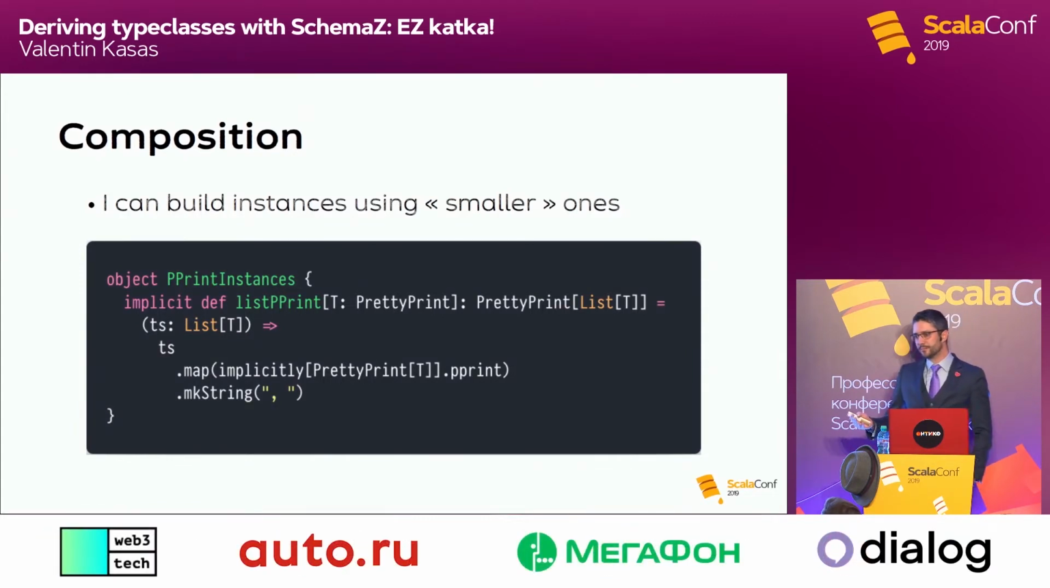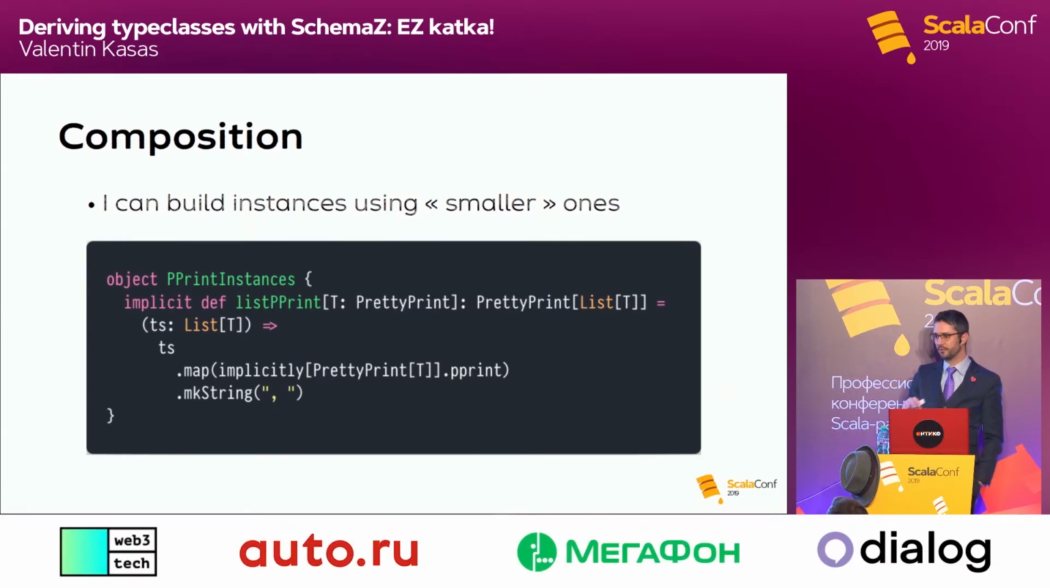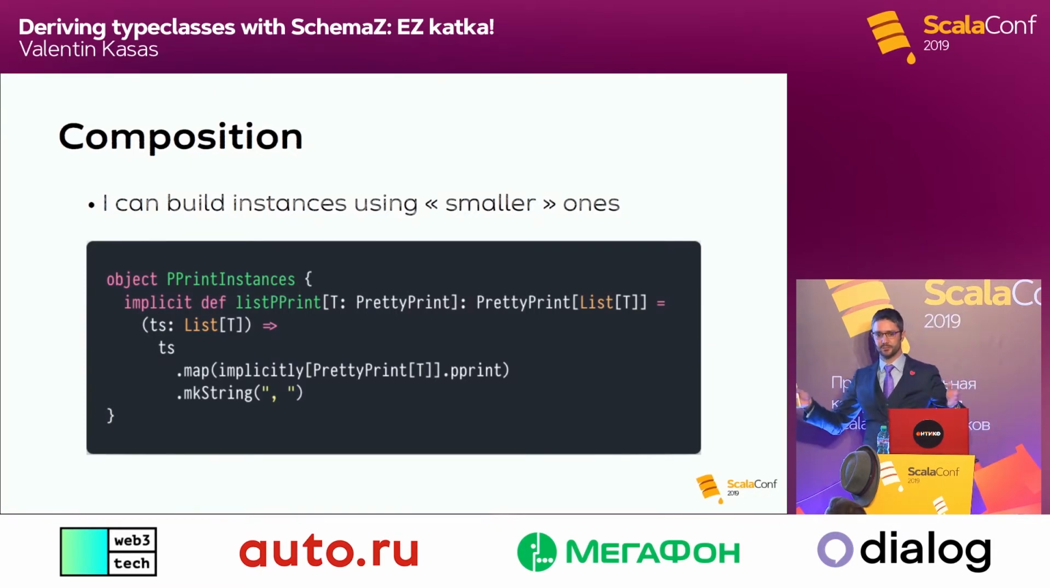Type classes compose, meaning that I can build bigger instances out of smaller ones. So for example, I'm able to pretty print any list of any type as long as this type has an instance for pretty print. And that's what I say here in the code. I take the list, I map over it with the pretty print for the type of the element of the list, and then I make a string, and I get a pretty print for the list.